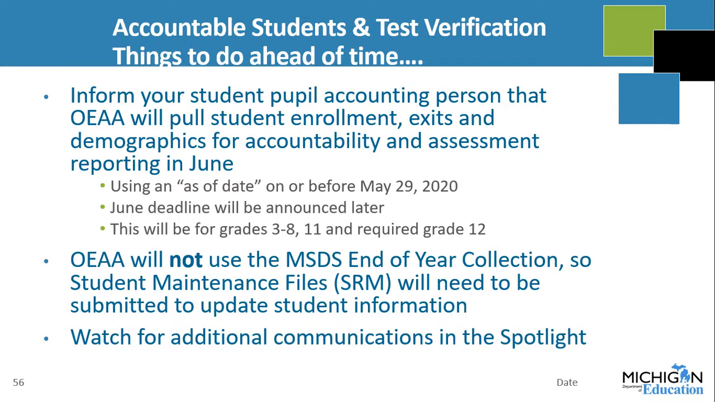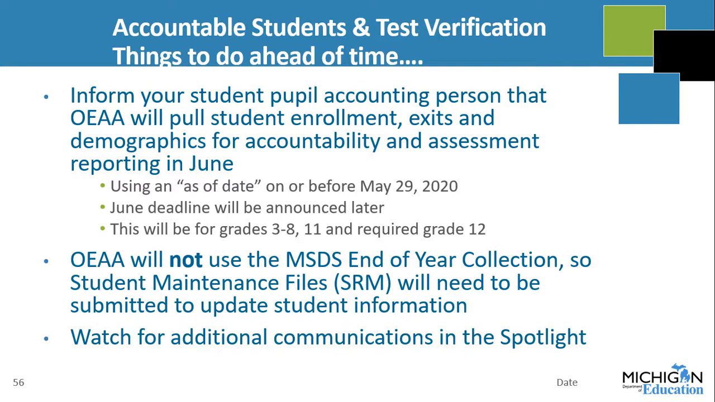Even though it seems like a long way off, there are things that you can do ahead of time to ensure that the verification processes are quick and easy, especially since it is at the end of the school year. Let your student pupil accounting person know that OEAA will be pulling student enrollment, exits, and demographics for accountability and assessment reporting in June. It's important to inform them that we only will be using student data with an as-of date on or before May 29th, 2020. The deadline to update MSDS data will be in June, but again, we will only use data with an as-of date on or before May 29th.